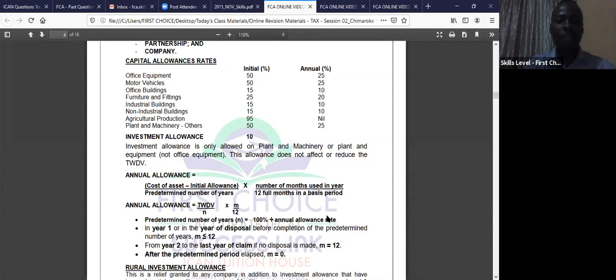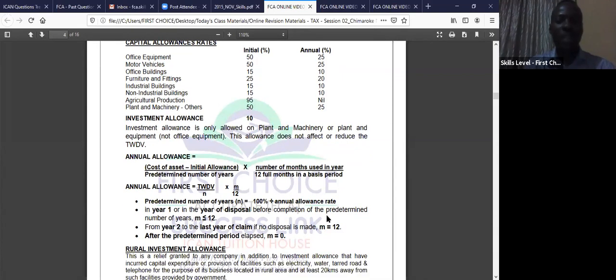Then investment allowance. We see the rate for investment allowance here, 10%, and we said it's only on plant and machinery or plant and equipment. So this is plant and machinery. So we'll charge 10% first before we do initial and annual allowance. We do not charge on office equipment. So anything that is associated with plant, that is what we charge our investment allowance on.